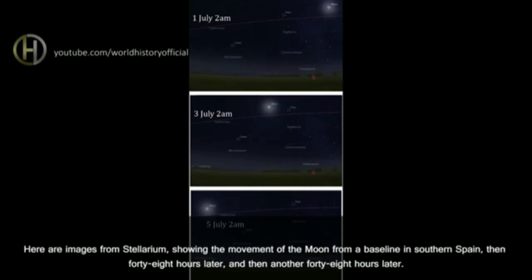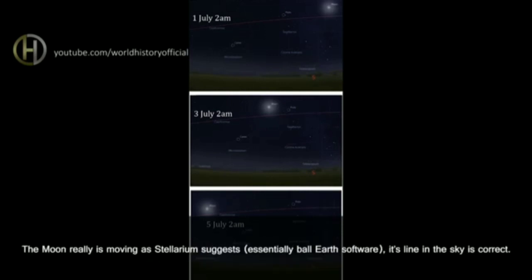Here are images from Stellarium, showing the movement of the moon from a baseline in southern Spain, then 48 hours later, and then another 48 hours later. The moon really is moving as Stellarium suggests, essentially ball Earth software. Its line in the sky is correct.